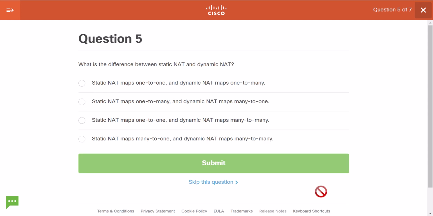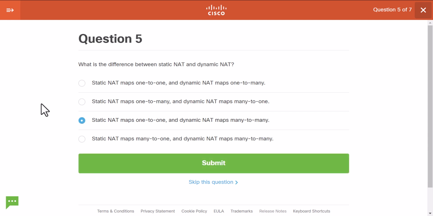What is the difference between static NAT and dynamic NAT? Static NAT maps one to one, and dynamic NAT maps one to many. I don't think this is correct. Static NAT maps one to many. No, it doesn't. Static NAT maps one to one, and dynamic NAT maps many to many. Yes, this is the correct option.